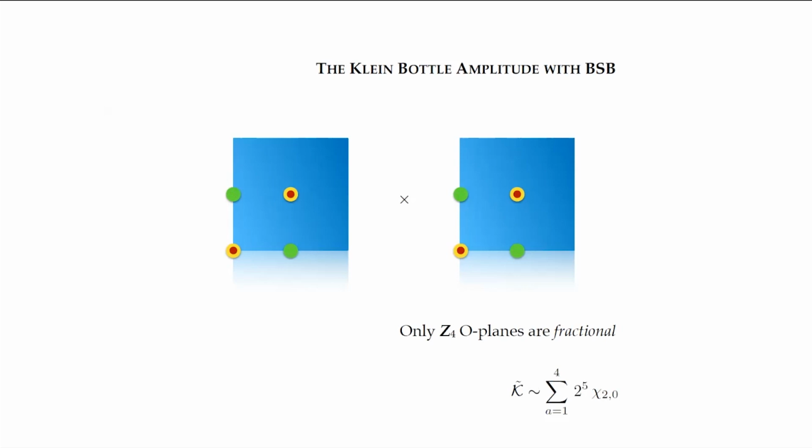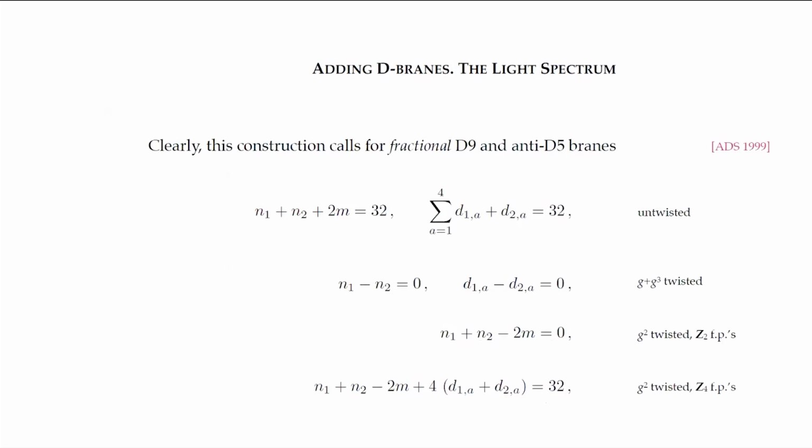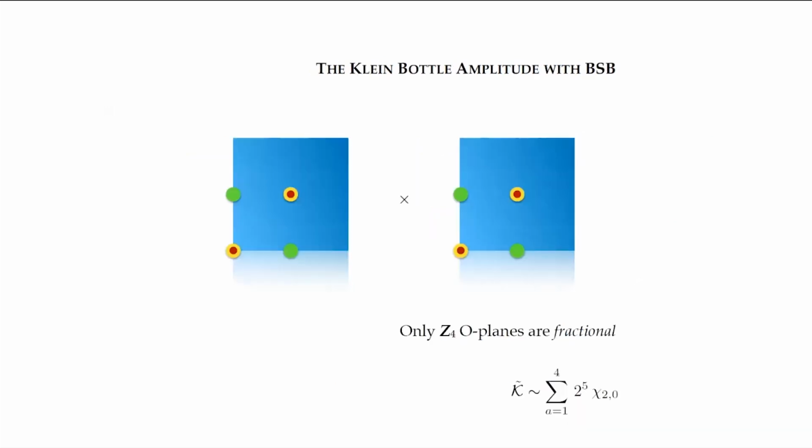And indeed, the twisted contribution to the Klein bottle in the cylindrical, in the transverse channel, is a sum of 4 contributions, each coming from the 4 different Z4 fixed points. So now you can add branes. So you add the D9 and anti-D5 branes. They must be anti-D5 because you want to cancel the untwisted tadpole. And also they have to be fractional. They must carry a twisted Ramond-Ramond charge, precisely because the orientifold planes have a charge. So you must cancel, and this tadpole has to be canceled locally. You cannot just cancel globally in the construction.